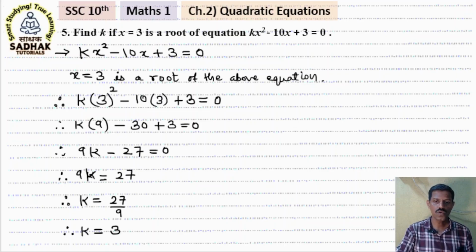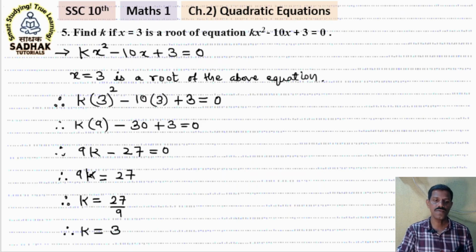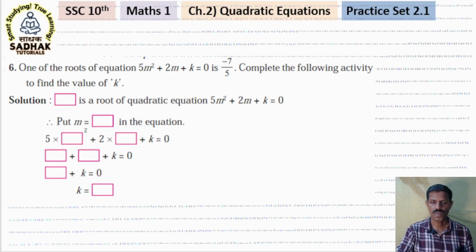Now let us quickly go to sum number 6, which is a similar sum, only that they have given this sum in the form of an activity. So the way we have solved sum number 5, similar way we have to solve this sum number 6. Okay, so one of the roots of the equation 5m square plus 2m plus k is equal to 0 is minus 7 upon 5. Okay, so this value minus 7 upon 5 is one of the roots of this equation, and we have to complete this activity so that we can find out the value of k.